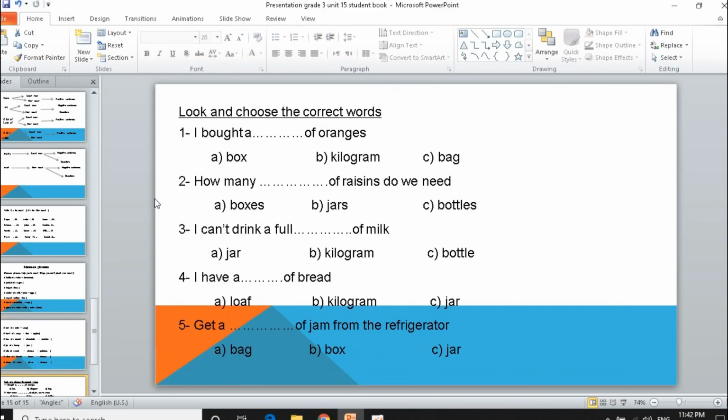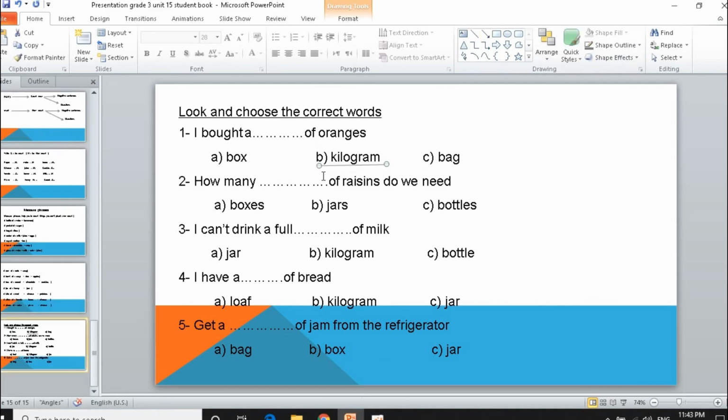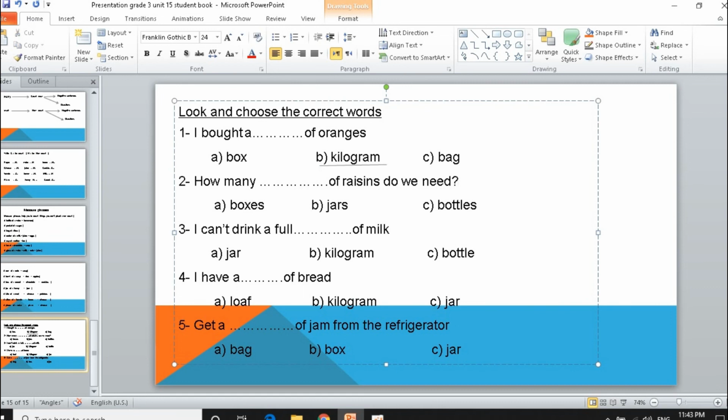Next, look and choose the correct words. I bought a ___ of oranges. Box, kilogram, bag. The right answer: kilogram. Number two, how many ___ of raisins do we need? Boxes, jars, bottles? How many boxes of raisins?